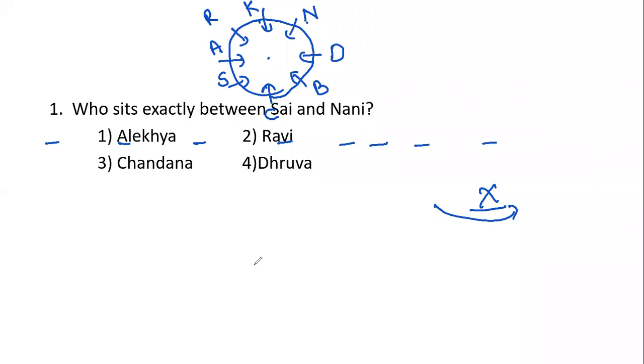Here is a question. Try answering them. Who sits exactly between Sai and Nani? So where is Sai? Sai is here and Nani is here. Actually, Sai and Nani are facing towards each other. So who is exactly sitting between Sai and Nani means clockwise you'll get one answer, anti-clockwise you'll get one answer, guys. So this is anti-clockwise.